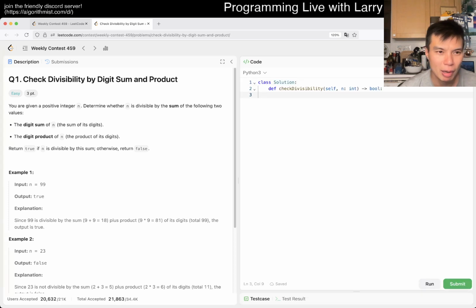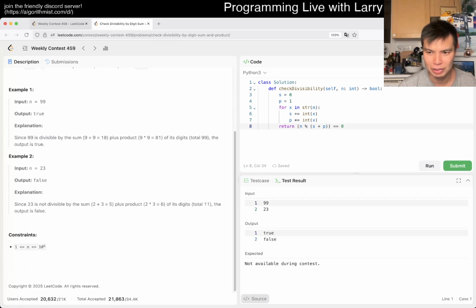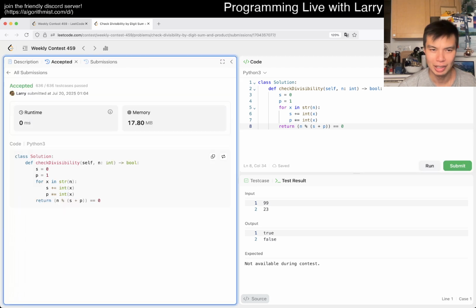Okay. Easy one. And is the sum of the digit sums of x and string n. Return n is mod s plus p is greater than 0, right? Something like that. True, false. Let's go.